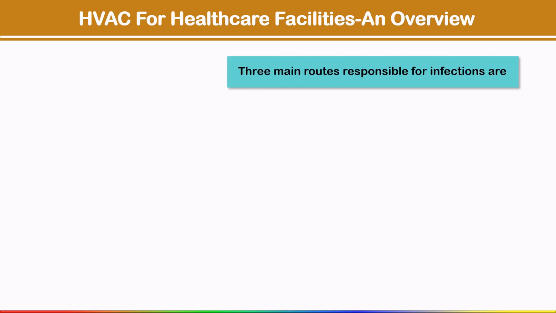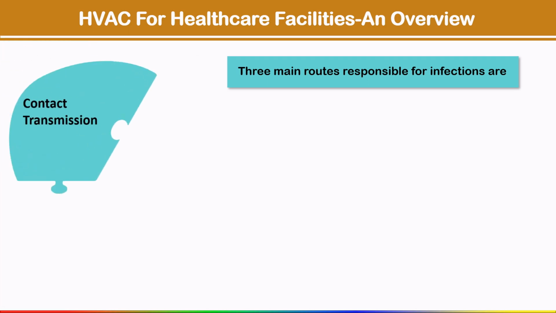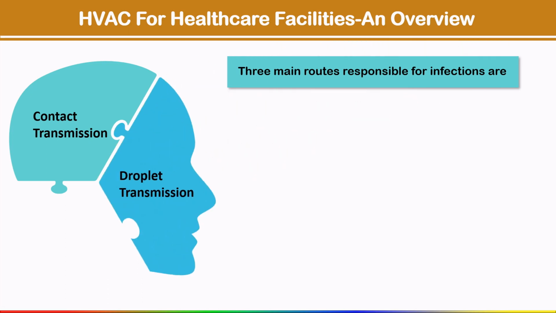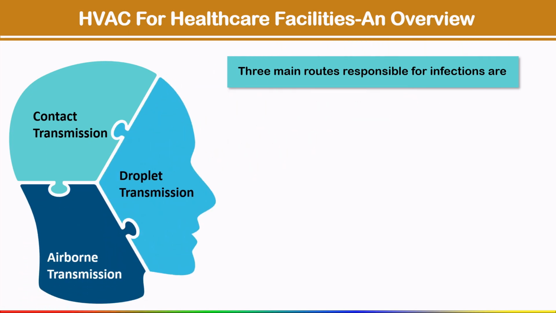Now see here, there are three main routes responsible for infections. What are those three main routes we have to see? In that, first is contact transmission. Second one is what? Droplet transmission. And third, airborne transmission. So as I told you, there are three main routes responsible for infection: contact transmission, droplet transmission, or airborne transmission. Now here I will explain each and every point, the routes responsible for infection, in detail.